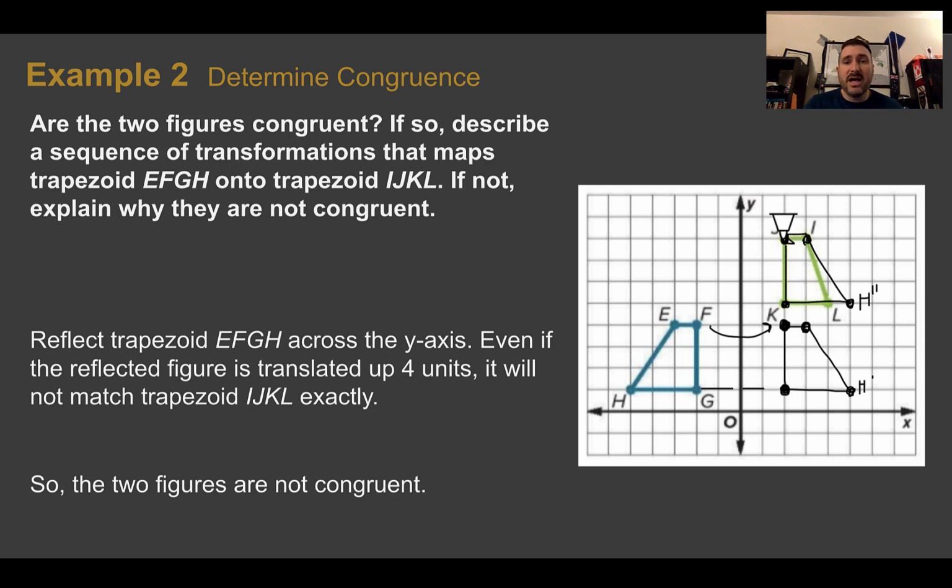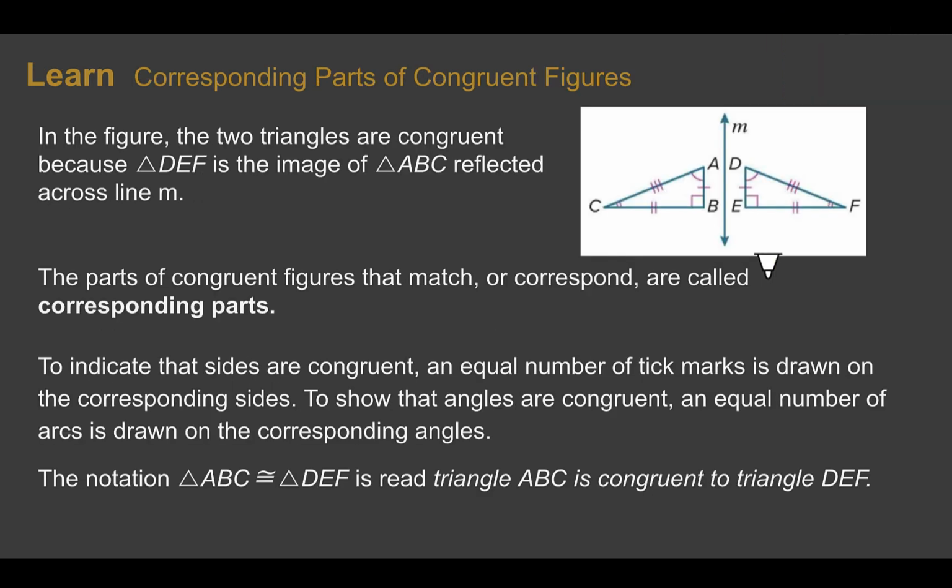It's approximately the same size, but the angles are a little bit weird. They're not the exact same. This side here and this side here are not the same size. So those figures are not congruent. Let's learn corresponding parts of congruent figures.